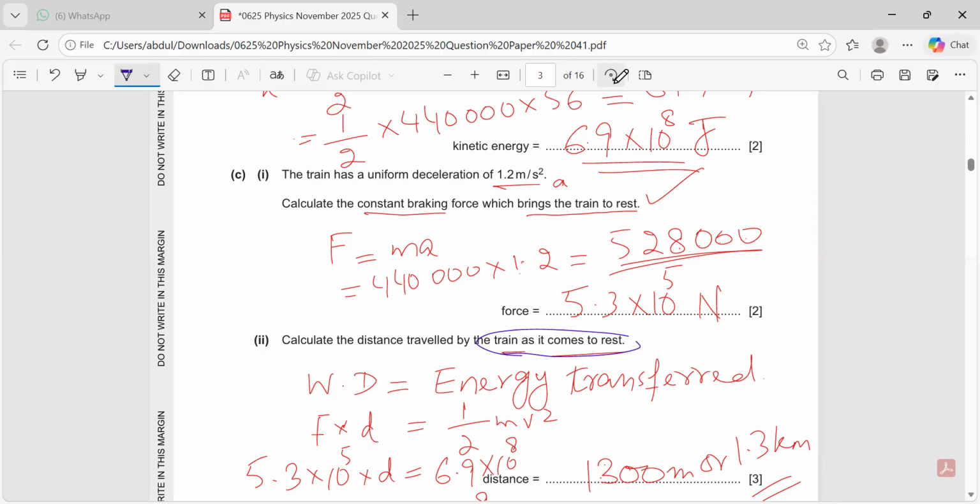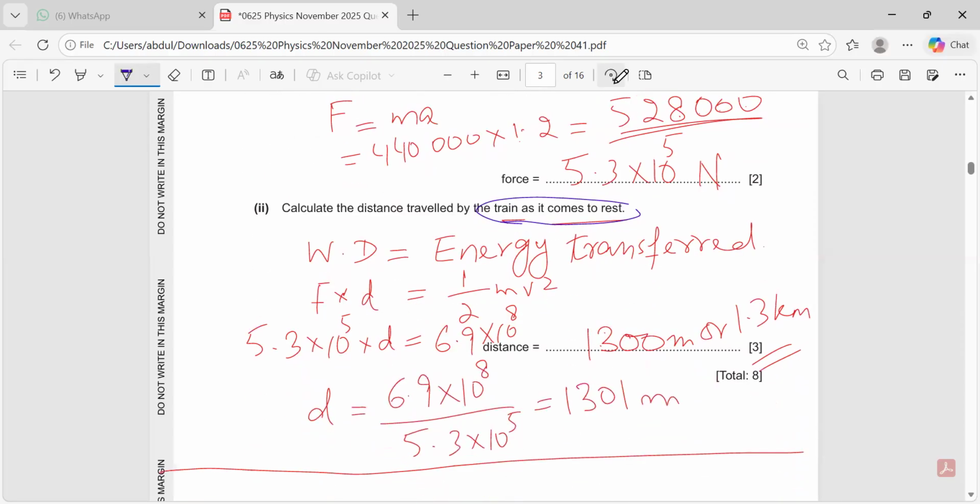Which energy transferred? The body is moving upward, so it's gaining height. So it means gravitational potential energy. That is a separate case. In this case, it is motion. So when work is done, energy is transferred. Work done is F times D. Energy transferred in this case, because it is involved in motion, is 1 over 2 mv squared. Then simply placing the values and making D the subject of the equation, we are getting the answer. Either you can write 1300 meters or 1.3 kilometers.